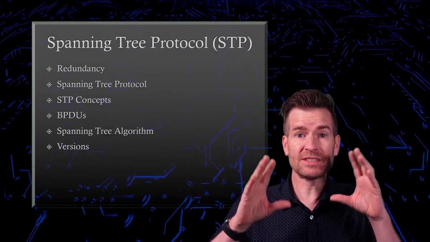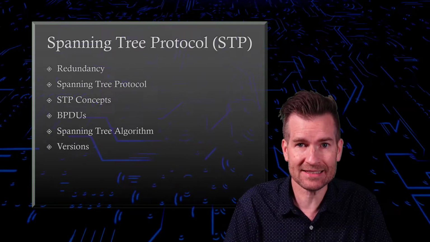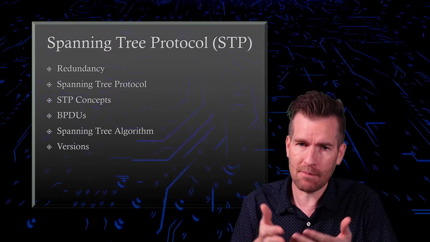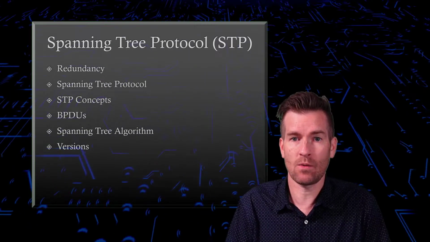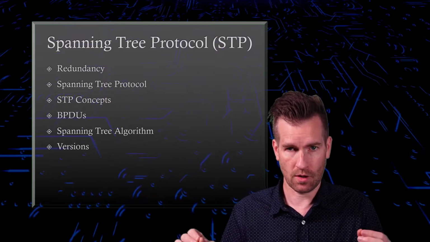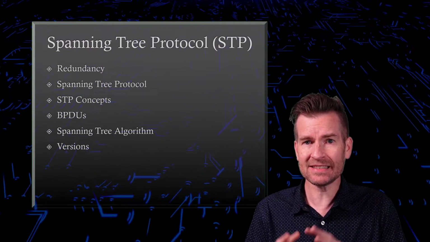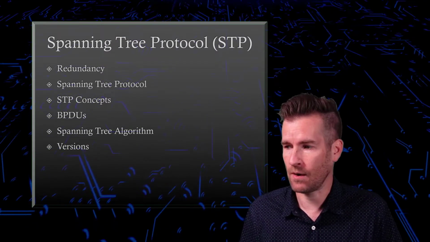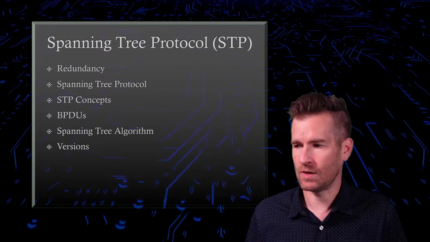In this video, we'll start out talking about redundancy and what kind of redundancy we want within our network, and the problem when it comes to redundancy, what it creates. Then we're going to get into what the spanning tree protocol is, and start talking about how it mitigates against these loops that we can create by having redundancy.